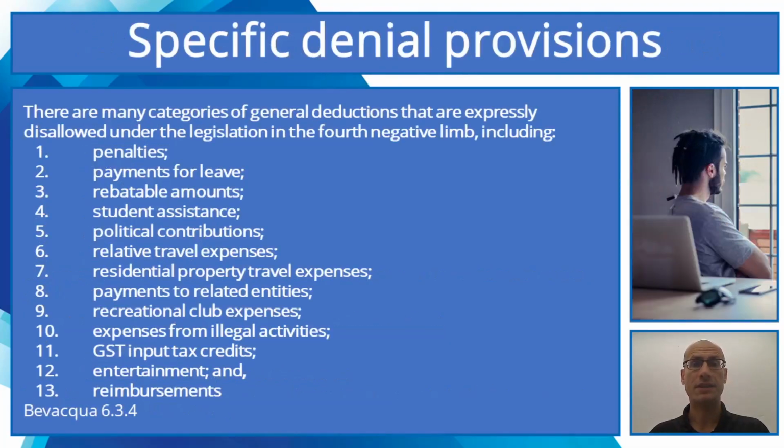Going to turn now to the specific denial provisions. So this is really under the fourth negative limb, so to speak, but each of these is mapped out in the tax legislation, in either the new or the old Tax Act, because there are specific types of activities that Parliament does not want people to be able to claim under the general deduction provisions. And it's a long list, and each of them has a particular policy objective that it's trying to achieve. And thus, I'll go through and talk about each of these in turn.